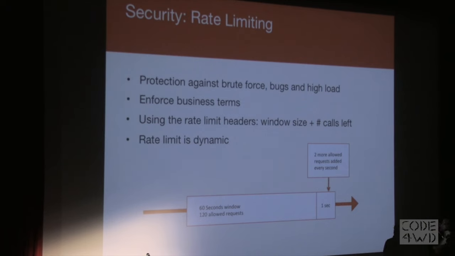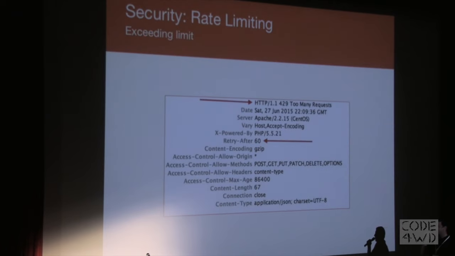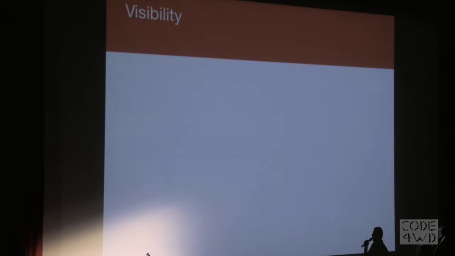This allows us to control and enforce the business logic of the system. And if we see that some of the partners or clients are misbehaving, we can either shut them off completely or just have them wait, without harming the system. And this is what it looks like in the response for a client exceeding the limit. We give him back 429 and ask him to retry again after 60 seconds.